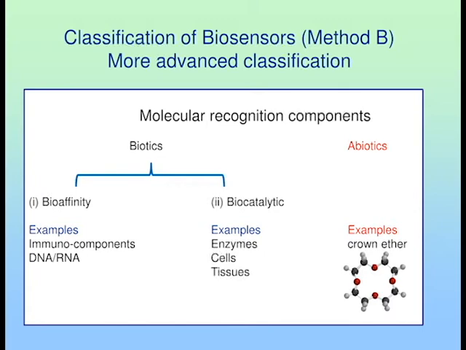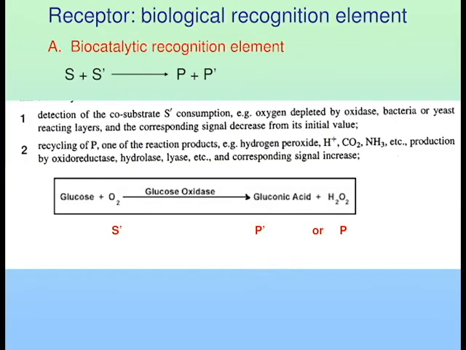Okay, if you look at biocatalytic, I think there are two slides on this. If you look at S, what is S prime? S prime is a co-substrate. In our case, what is our co-substrate? It's our oxygen. What is our primary substrate of interest? Glucose. So if you notice, I use this to discuss again and again. Are you following? It's always glucose.